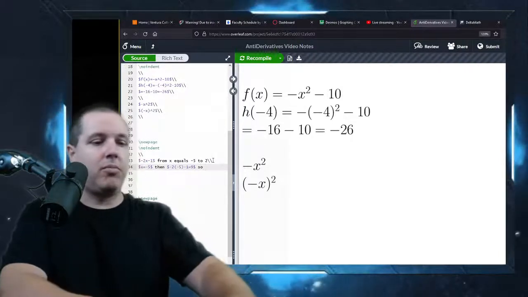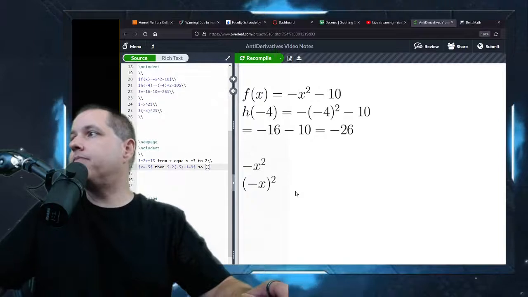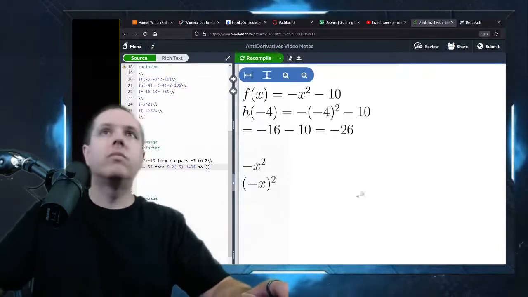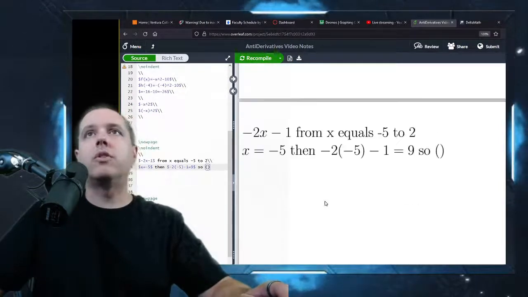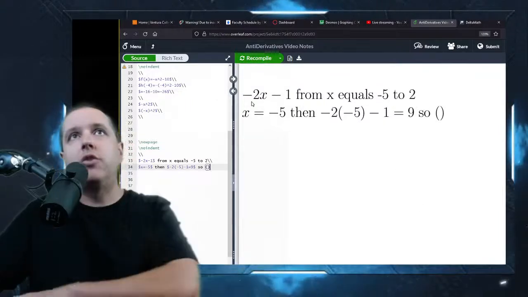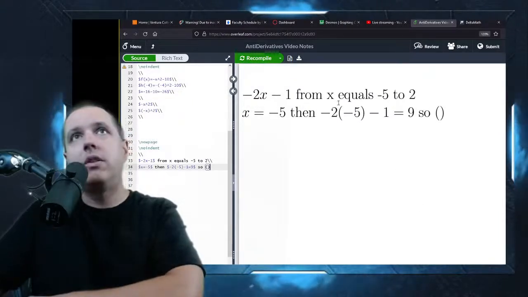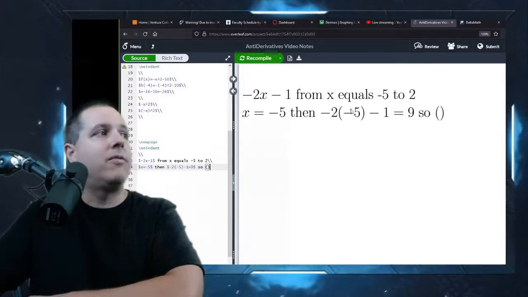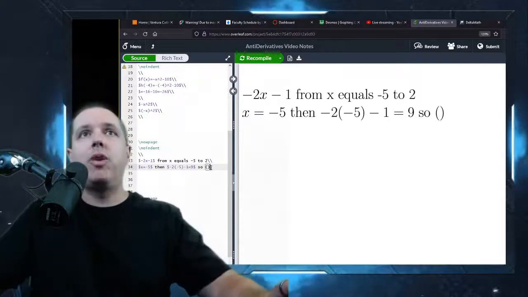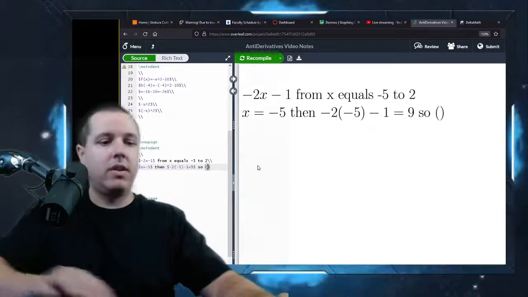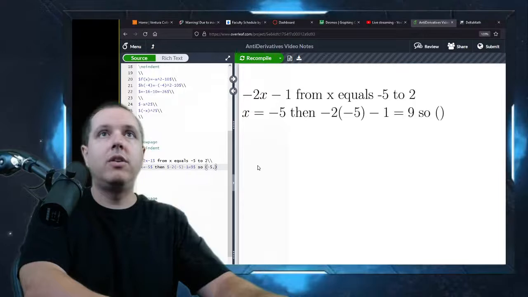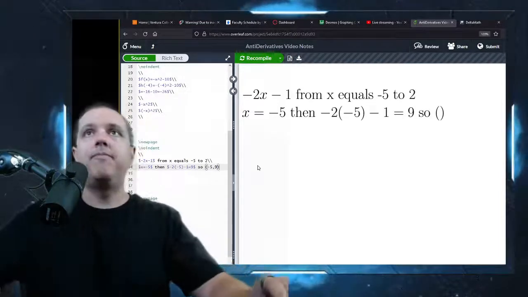So that gives us the point, oh, sorry, I was showing the wrong screen there. So from negative 2x minus 1, from x equals negative 5 to 2, just plug in these endpoints. So when x is equal to negative 5, we get 9. So the point we care about will be negative 5, 9.